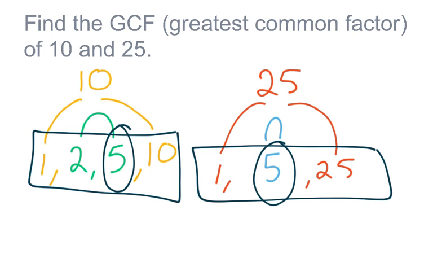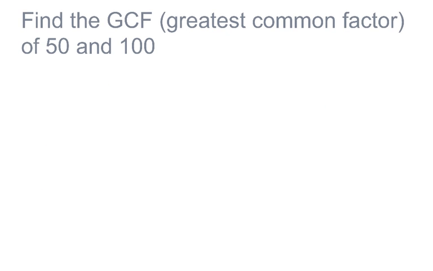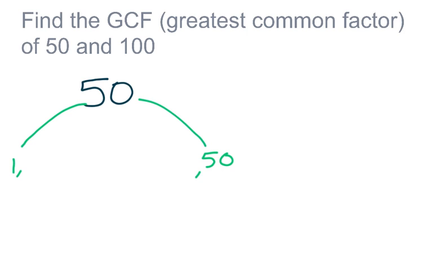Let's try one that has more than one common factor. Let's try this one. Find the greatest common factor of 50 and 100. So step number 1, I'm going to find all the factors of 50. I'm going to make myself a lot of room because I think that there might be a lot. 1 times 50 equals 50. Now I'm going to check 2. Does 2 times something? Yep, 2 times 25.